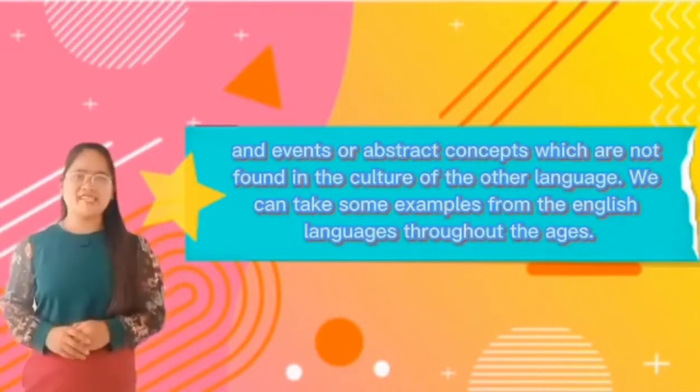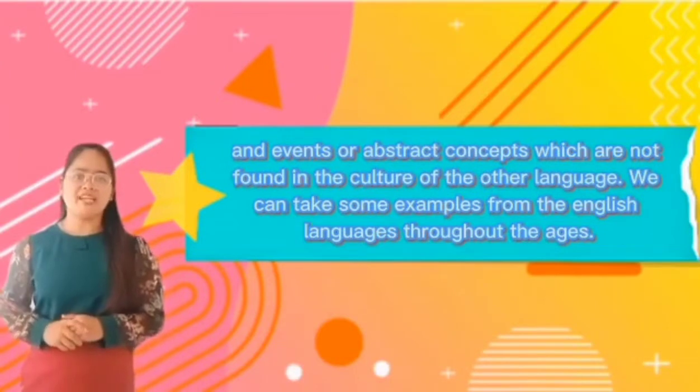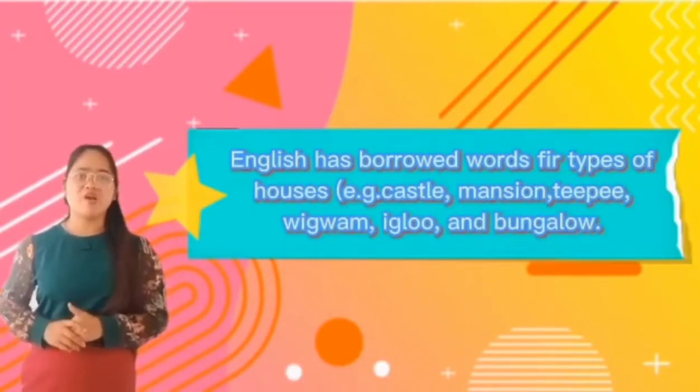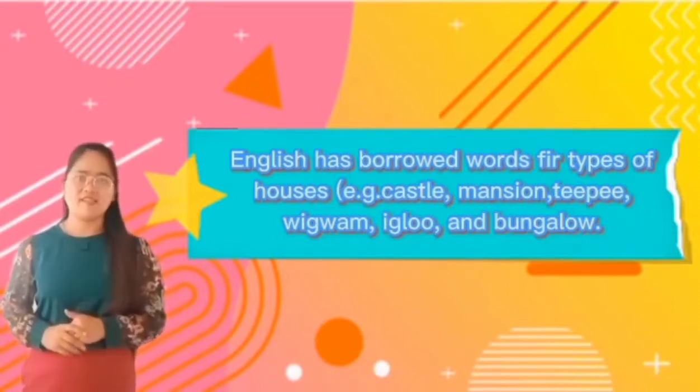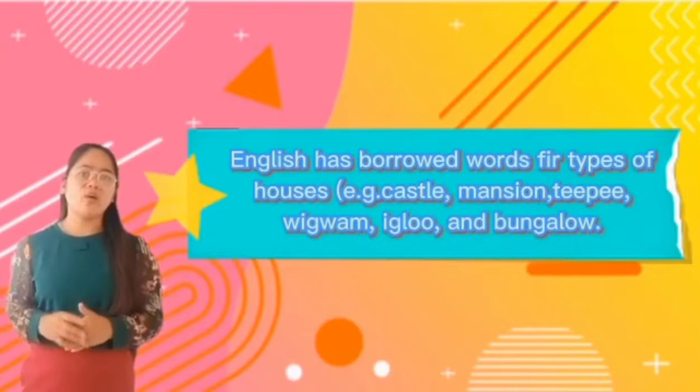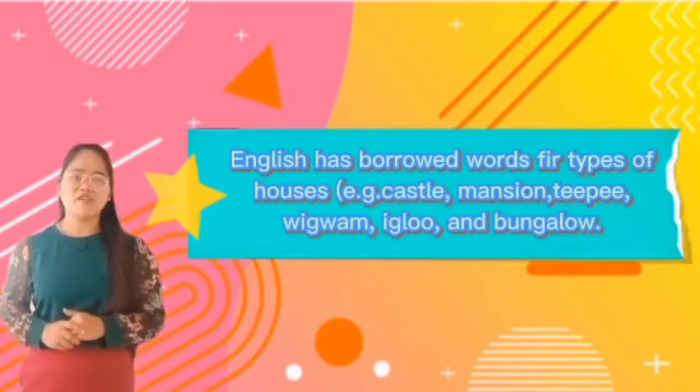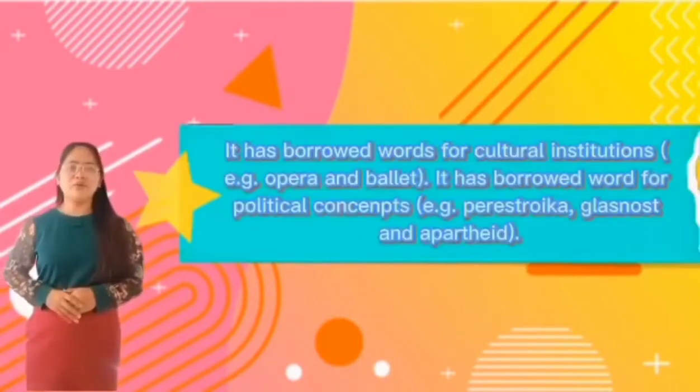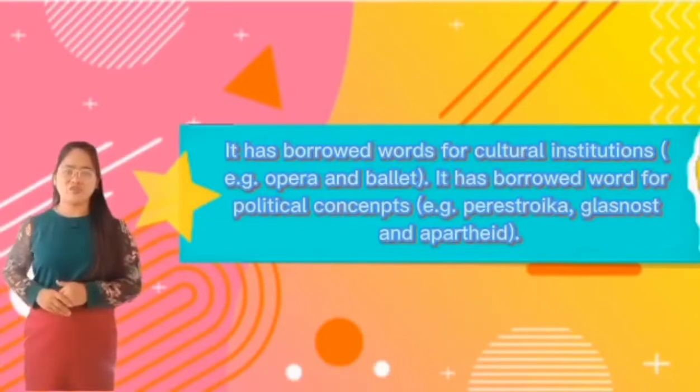We can take some examples from the English language throughout the ages. English has borrowed words for types of houses. Examples are castle, mansion, tipi, wigwam, igloo, and also bungalow. It has borrowed words for cultural institutions. Examples are opera and ballet. It has borrowed words for political concepts. Examples are perestroika, glasnost, and apartheid.